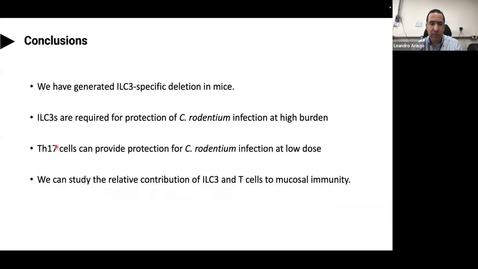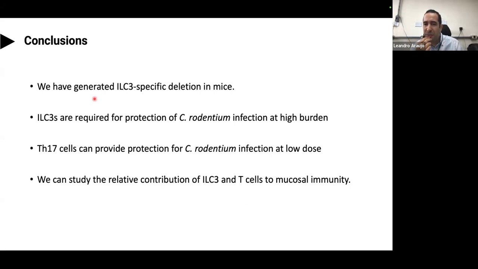So the overall conclusions are: we generated an ILC3-specific deletion in mice. ILC3s are required for protection against Citrobacter rodentium infection at the higher burden, but Th17 cells can provide protection against Citrobacter rodentium at a low dose. And using these mice, we can study the relative contribution of ILC3s and T cells in mucosal immunity. So this is what we did.